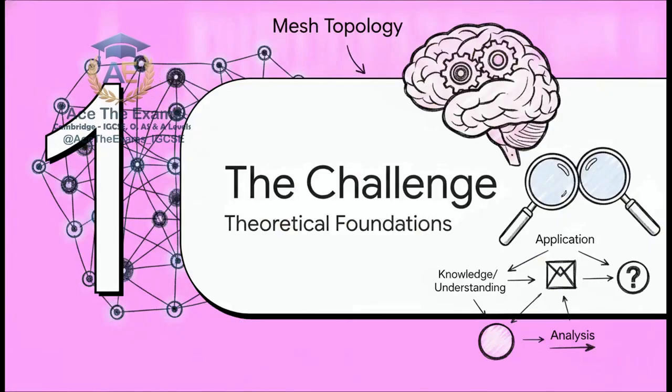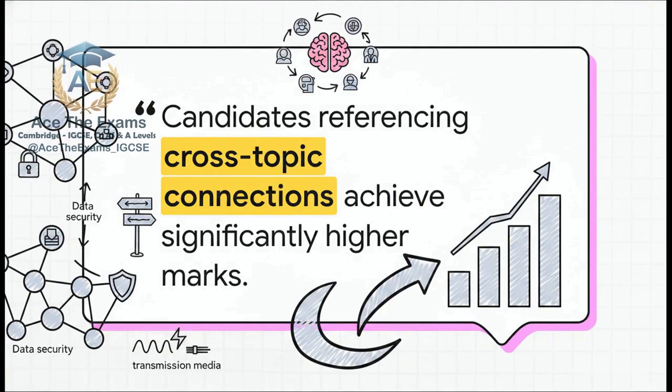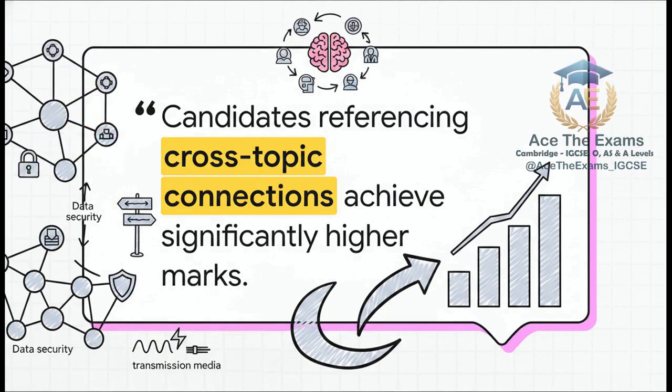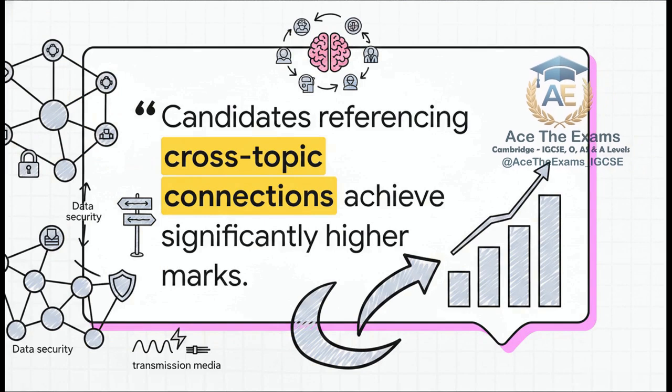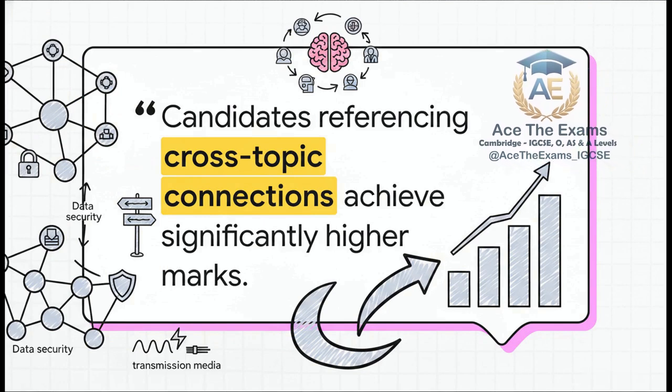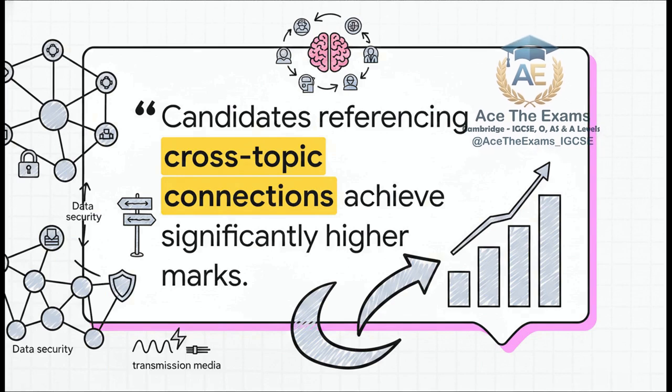Let's move straight into Section 1, the challenge, building our theoretical foundations. Before we can solve complex network problems or write out perfect algorithmic evaluations, we desperately need to know what Cambridge examiners actually want to see on that page. This is a direct quote from the Principal Examiner Reports, and it is the secret to getting into the top tier. They state, candidates referencing cross-topic connections achieve significantly higher marks.